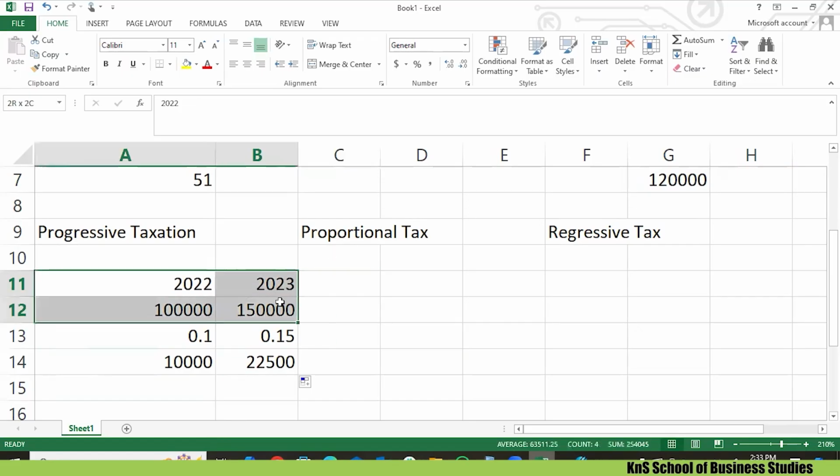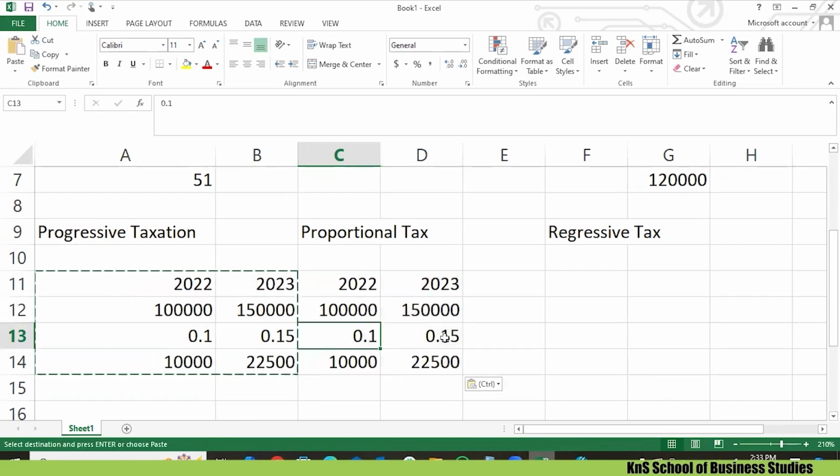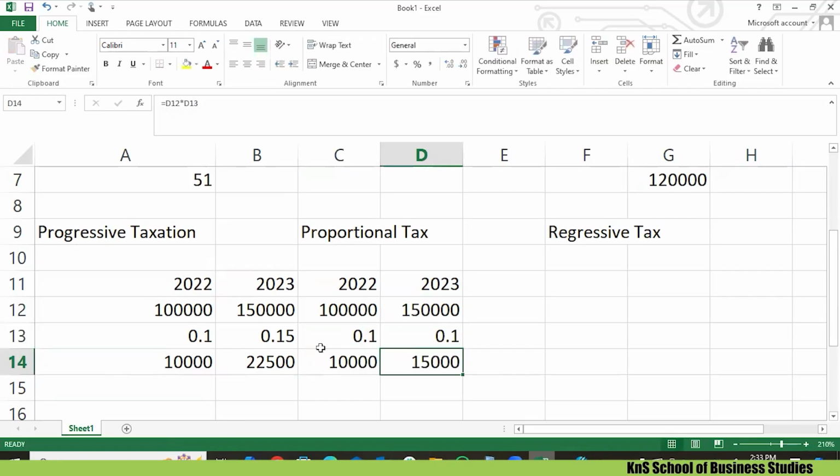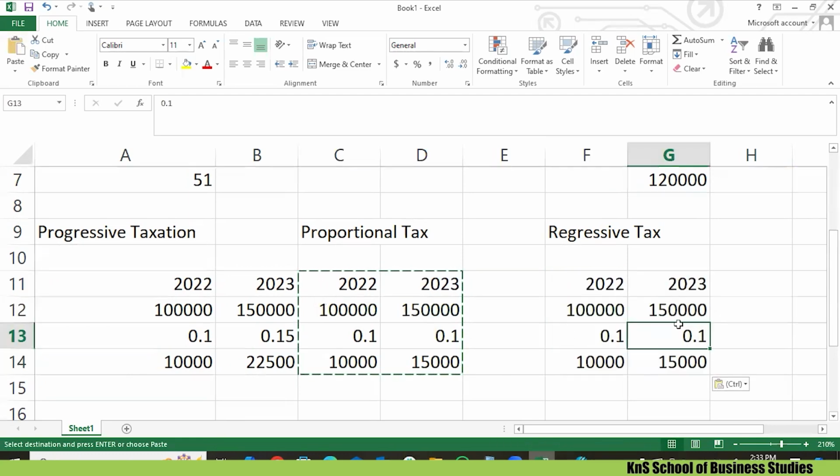Proportional is like, it was 10% over here. Again, the rate is the same. I'm paying my portion of the tax, so I'm paying more, but just on the part that has increased, not all over my income. And what is regressive taxation? It's the opposite of progressive. As soon as my income increases, I'm paying lesser taxes.